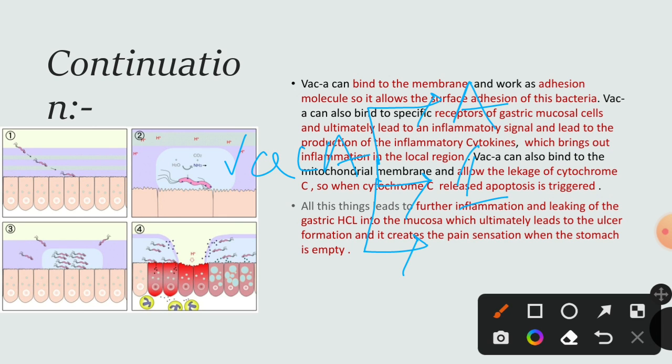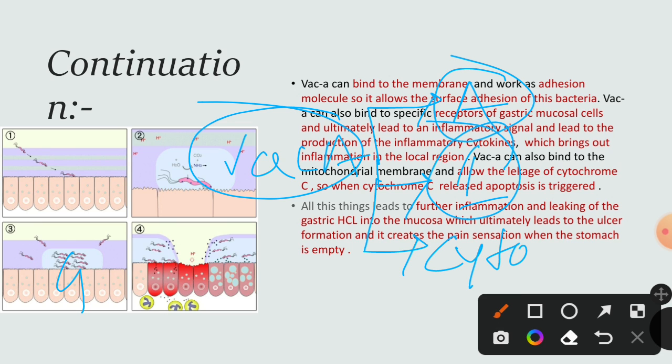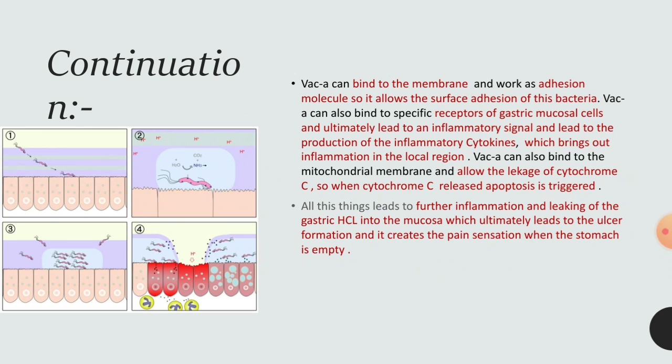Okay, and now this cytochrome C can facilitate apoptosis. That is the thing. So that is the three jobs that VacA plays. One is adhesion, by acting as an adhesion molecule. Second one is creating localized inflammation. The third thing is release of the cytochrome C that facilitates apoptosis.